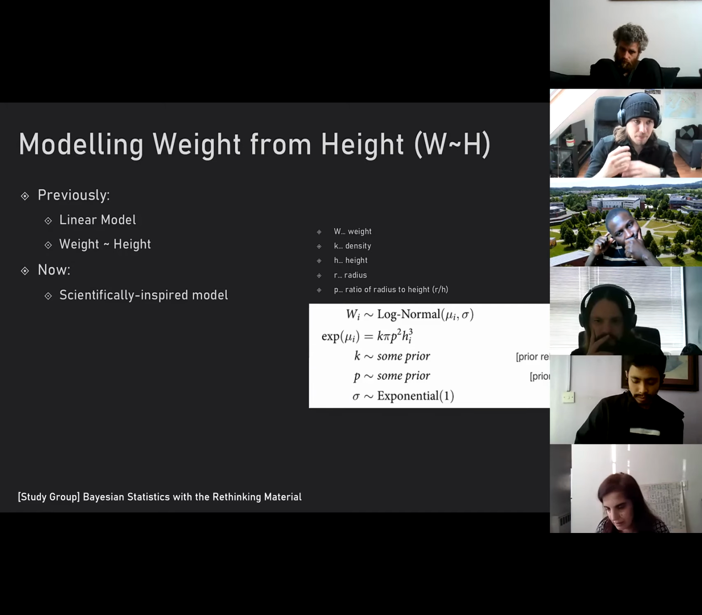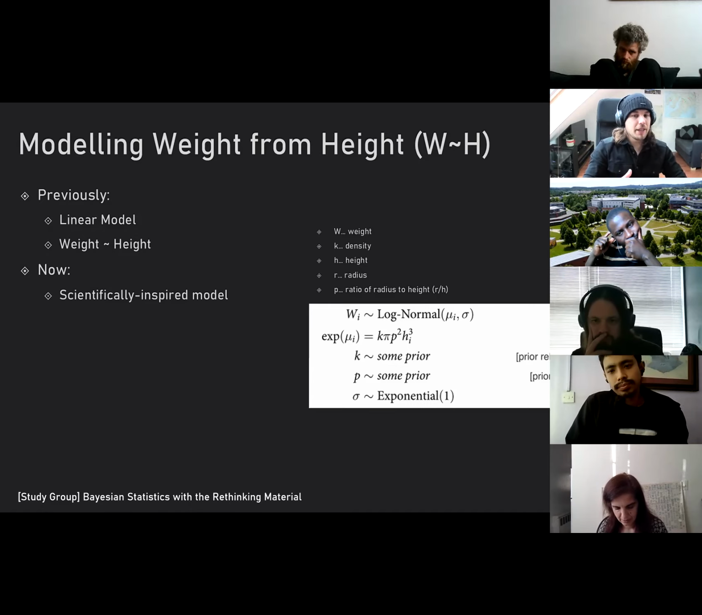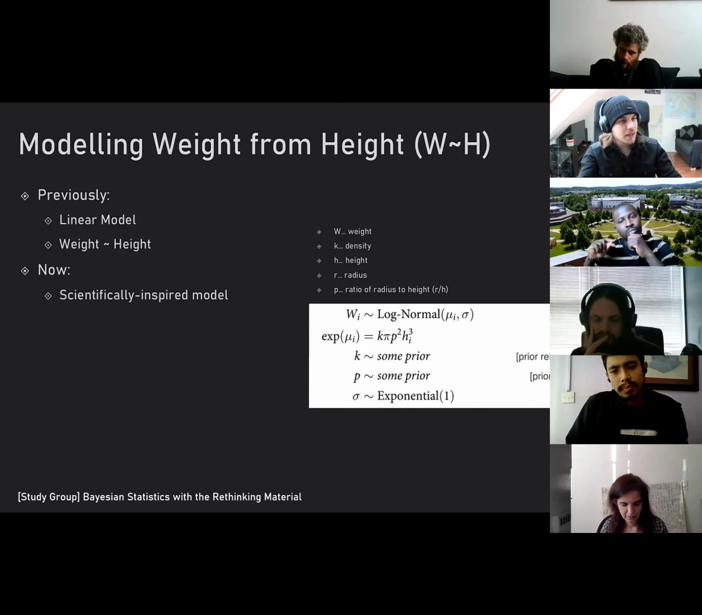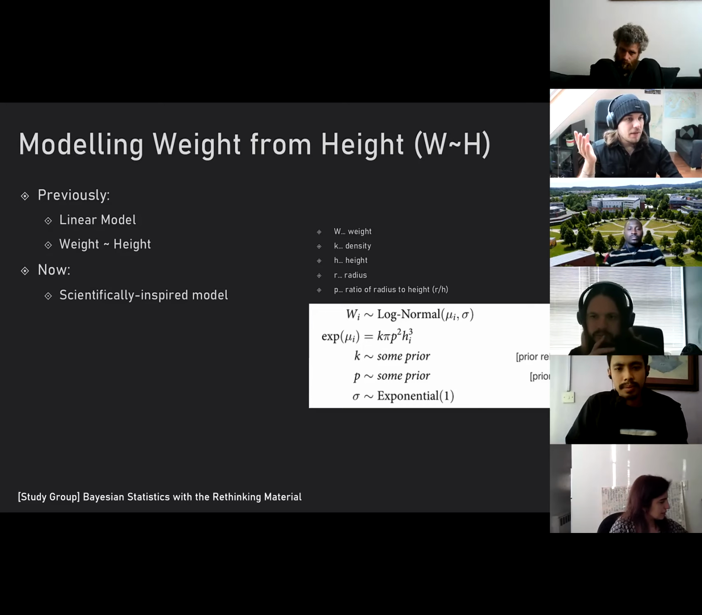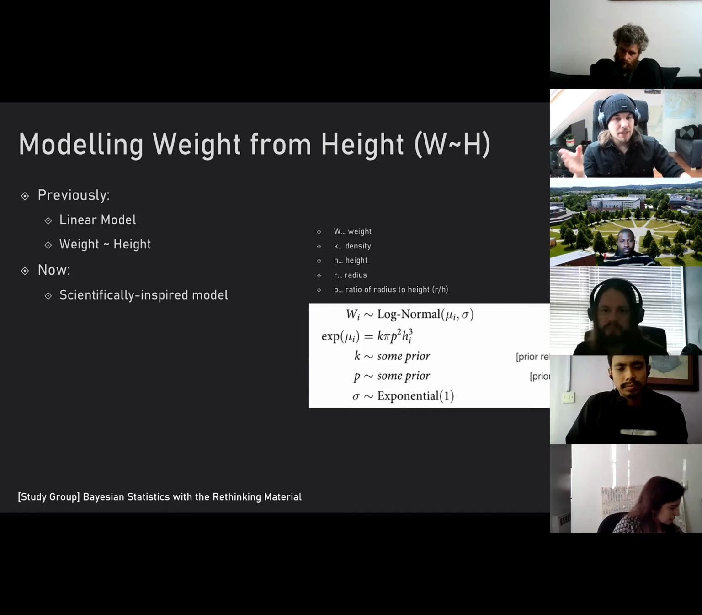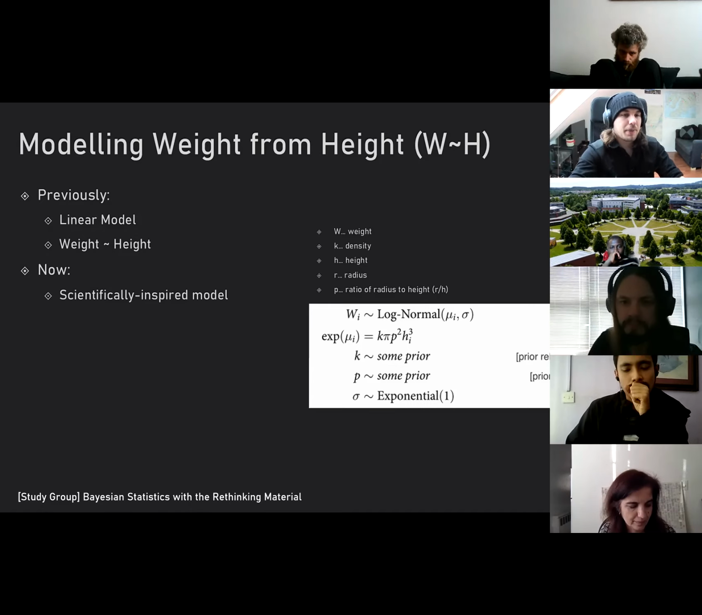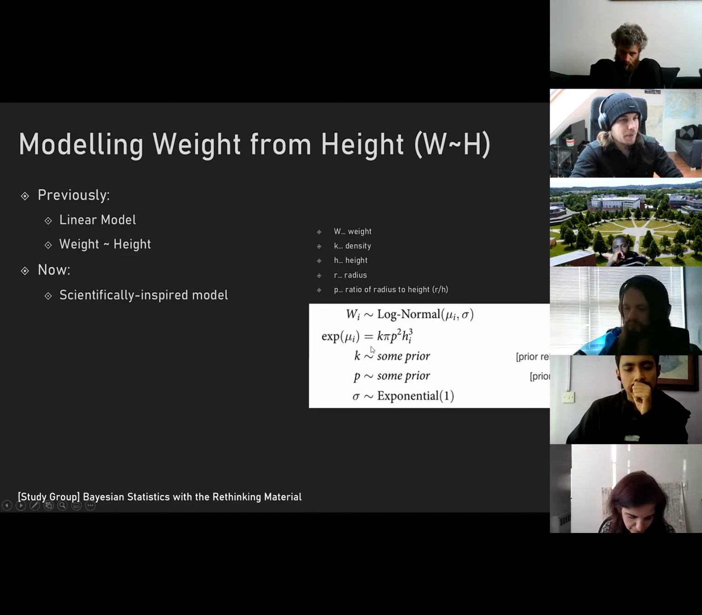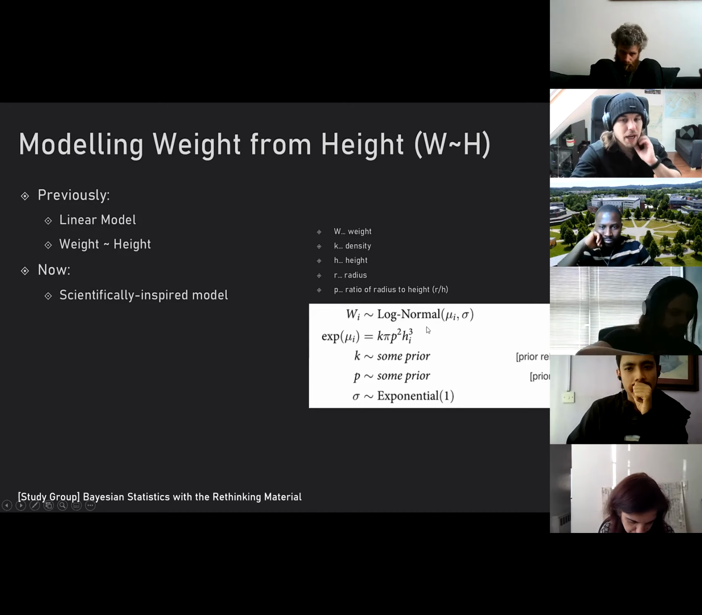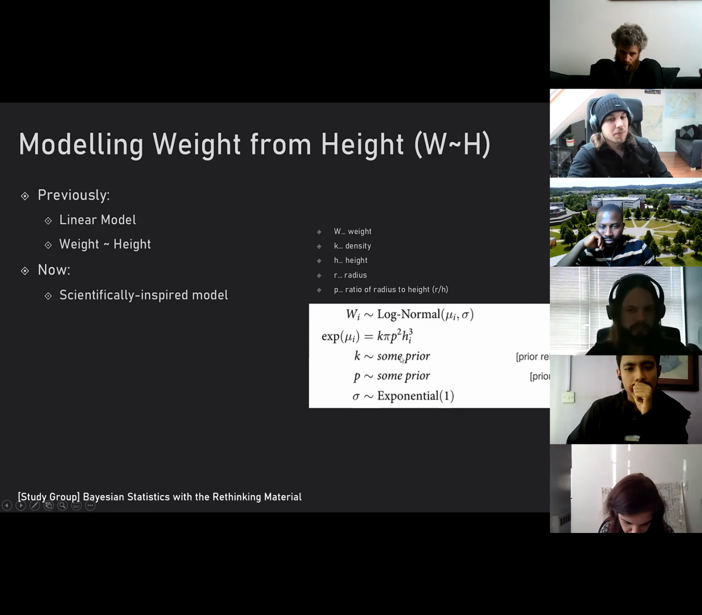Now our model assumes that the weight stems from a log normal distribution, because it has to be positive. There are no negative weights. The median of that weight distribution, the log normal, then is built by multiplying together K, pi, P squared, and height cubed, and we just need some priors for K and P.